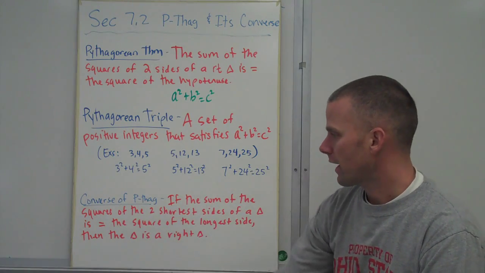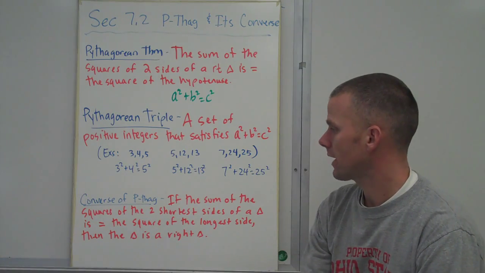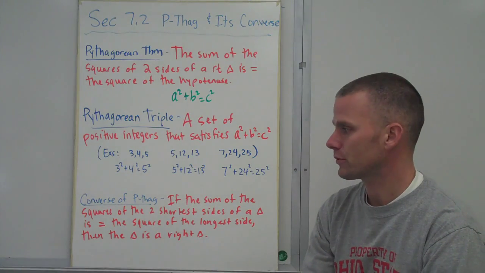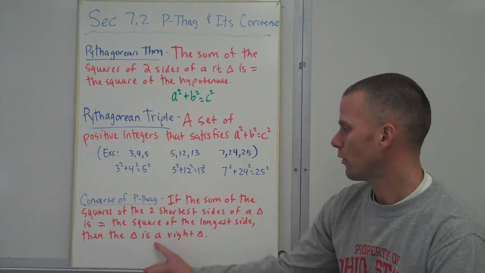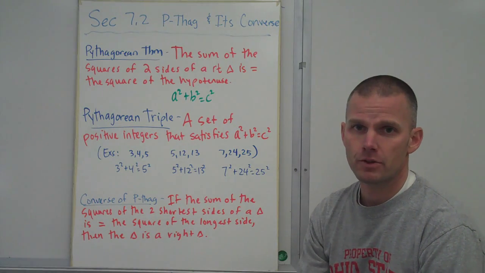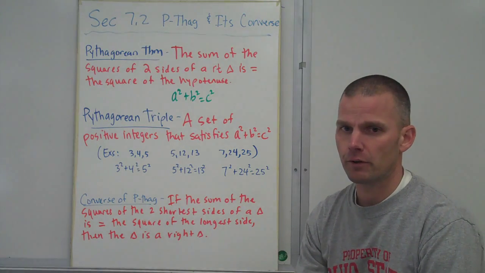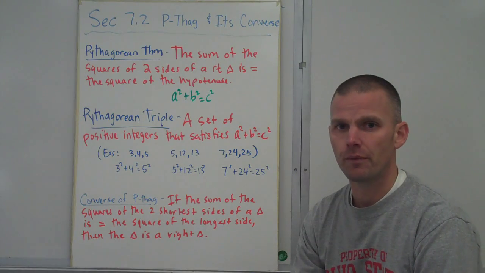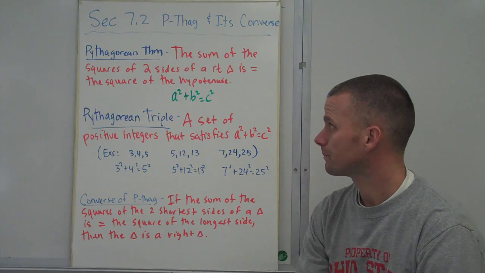The converse of the Pythagorean theorem. One of the things we'll take a look at in some of the examples you'll see in this section. If the sum of the squares of the two shortest sides of a triangle is equal to the square of the longest side, then you know that the triangle is a right triangle. So basically, if I use the sides in the Pythagorean theorem and both sides are equal to each other, that means you've got a right triangle. If they're not equal to each other, then it's not a right triangle. We'll take a look at that here in a second.